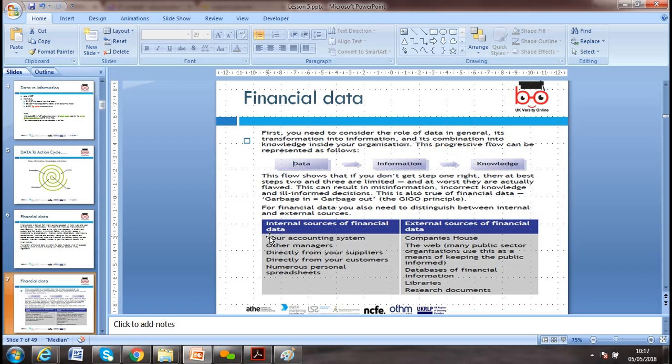Okay, any question? No. And external source of data? These are the sources outside the organizations. Okay, what those are? Internet could be one of the sources. Most of the company's accounts are available on the internet nowadays.